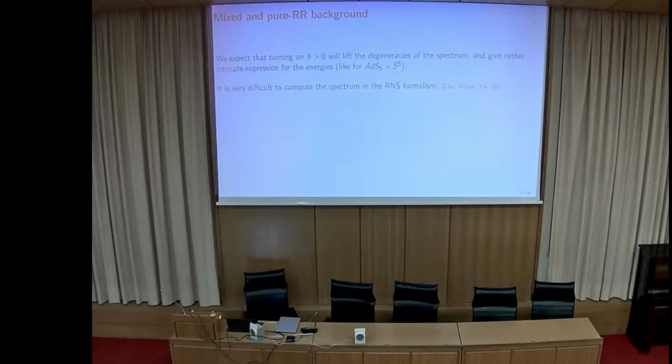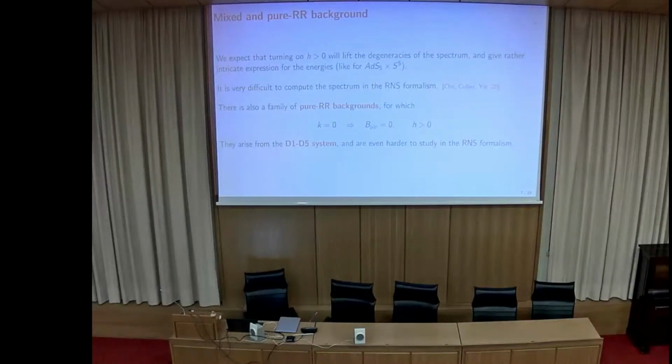And what is observed is that indeed, when you turn on this Ramond-Ramond flux, all these degeneracies lift, and the spectrum becomes much more complicated. But of course, this background with Ramond-Ramond flux is very difficult to study in the RNS formalism. People have tried, but it's very, very cumbersome. Moreover, there is another background where you don't have any K at all, where you just have Ramond-Ramond flux and no NS flux at all. This you would obtain by starting from the D1-D5 branes. And that's very hard to study in the RNS formalism because you cannot even perturb around some nice NS background.